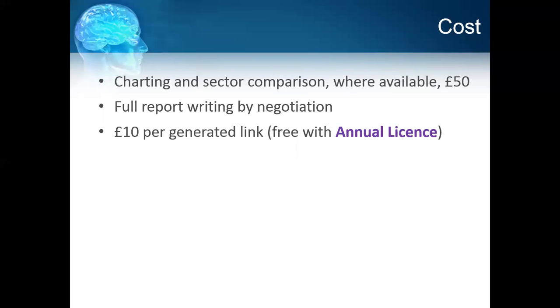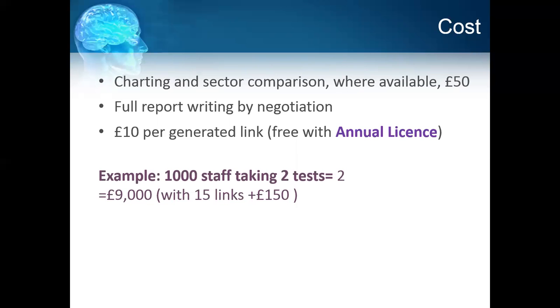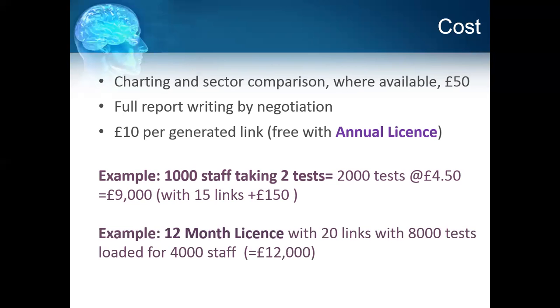So typically, for example, if you're testing 1,000 staff taking 2 tests, so 2,000 tests at £4.50, because that's the band they fall in, it's going to cost you around about £9,000, plus the £150 for generating perhaps up to 15 links. Or if you took out a 12-month license and had those 20 free links with 8,000 tests loaded up for 4,000 staff, you could get that for £12,000. So you can think of the economies of scale of using those licenses.